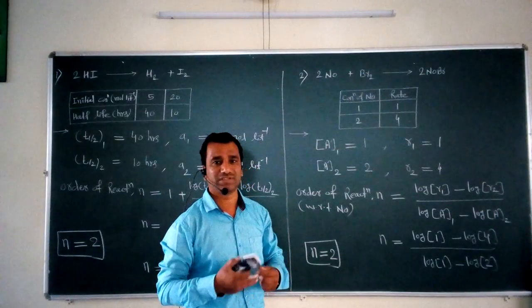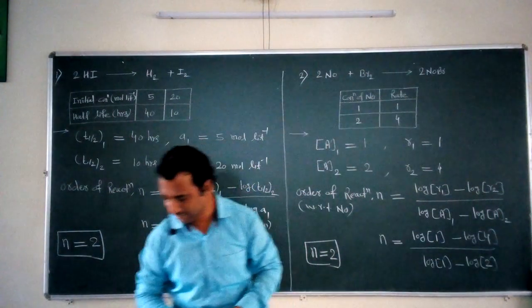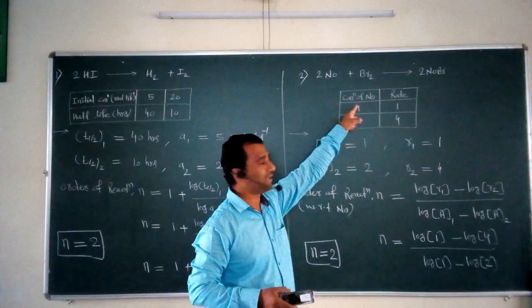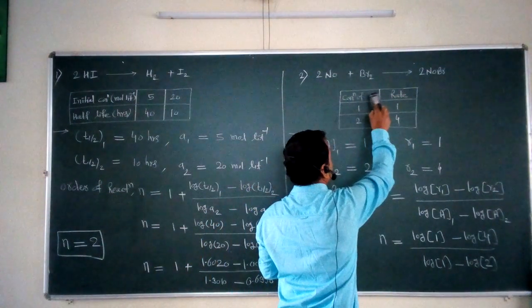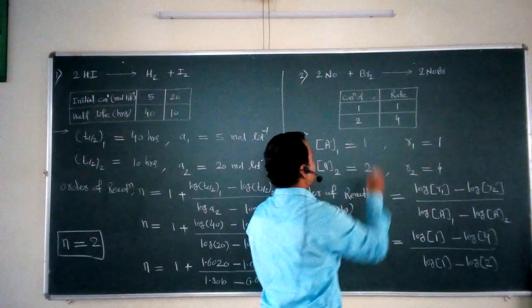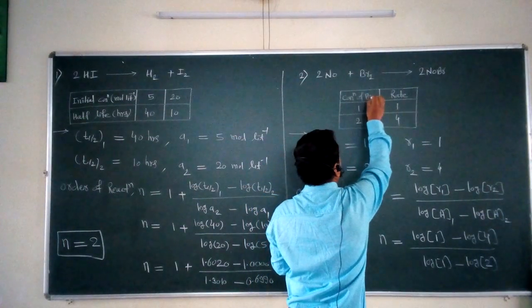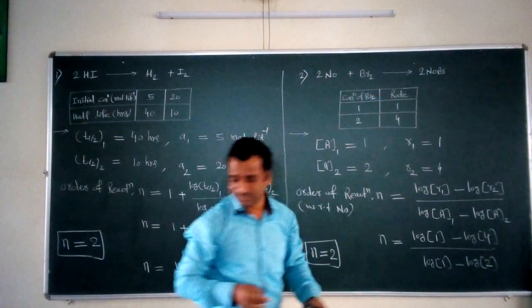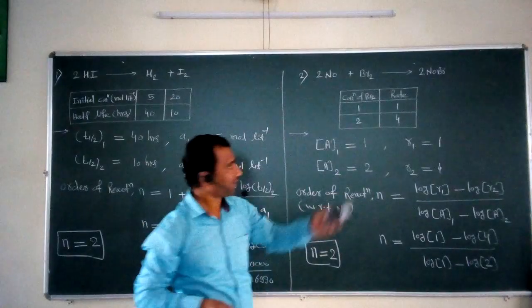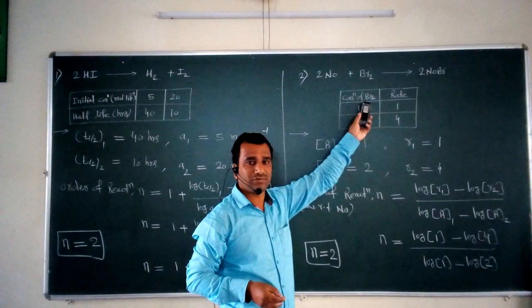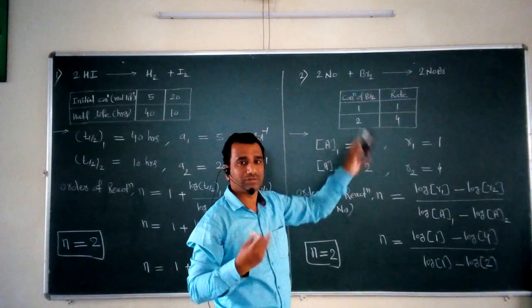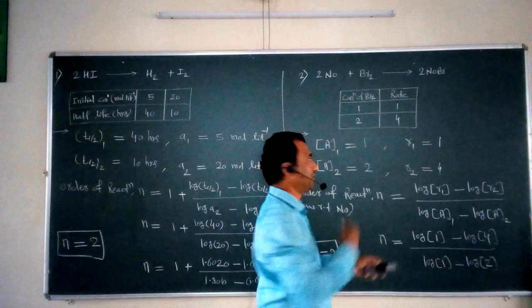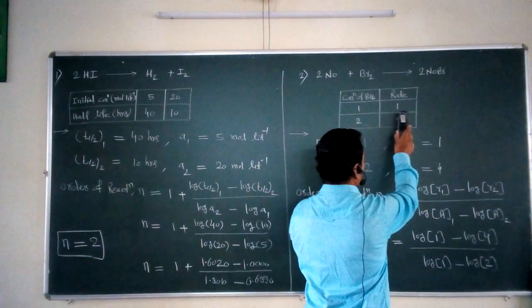If we change the concentration of the second reactant, for example Br2, we can simply change it here. Now if we change the concentration of Br2, then what happens? If its initial concentration is 1 and we double the concentration of this Br2, then its rate becomes double.